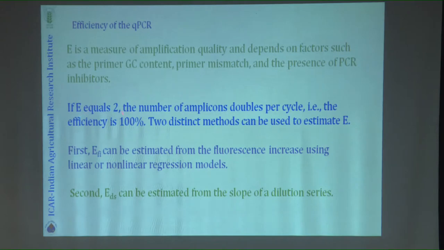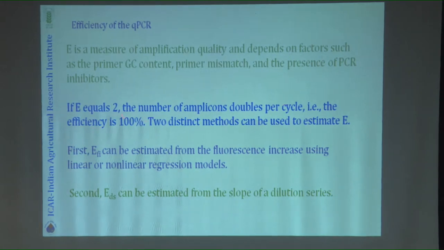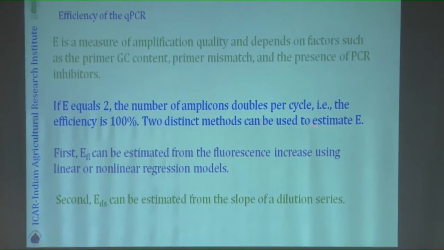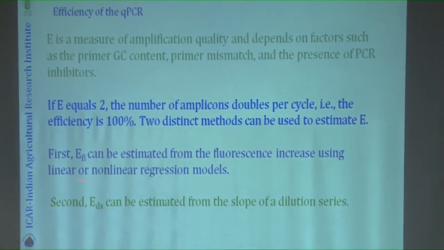If efficiency equals 2, the number of amplicons doubles per cycle. This is the matter which we need to consider. The efficiency is 100%. Two distinct methods can be used to estimate the efficiency. The first can be estimated from the fluorescence increase using linear and nonlinear regression models. The second can be estimated using the slope of a dilution series.